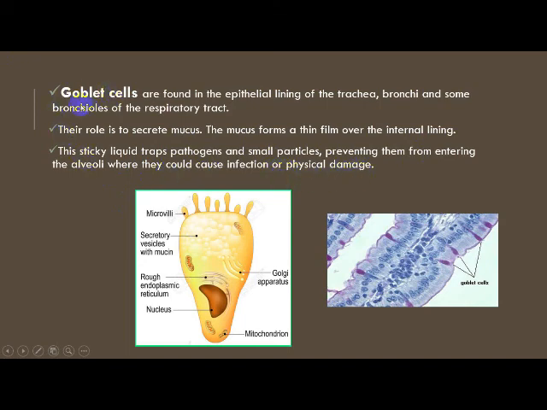So we have goblet cells which produce some mucus. This mucus functions to trap the pathogens and small particles for preventing different illnesses, okay, and the goblet cell position is in the epithelial lining, or we can say the outer lining of the trachea, bronchi and bronchioles.